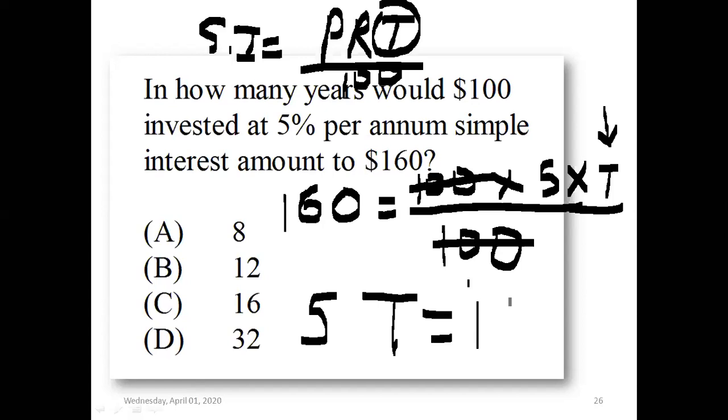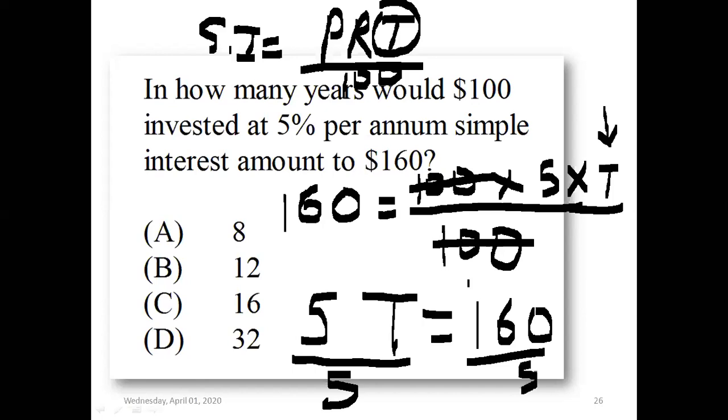Excellent. The same as these 200 cancel each other, so leave back 5t. 5 times t is 5t, and that equals what? 160. So we divide everything by what? 5. Alright? And 5 into 160 gives you 34.